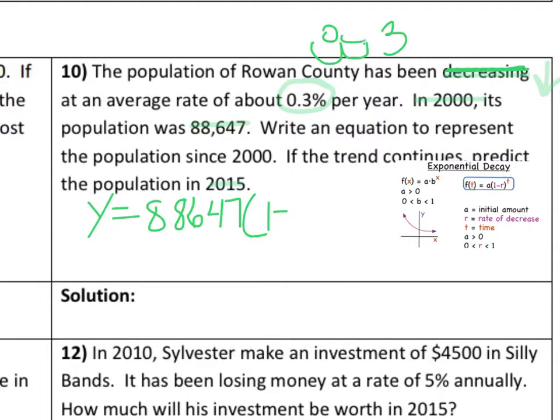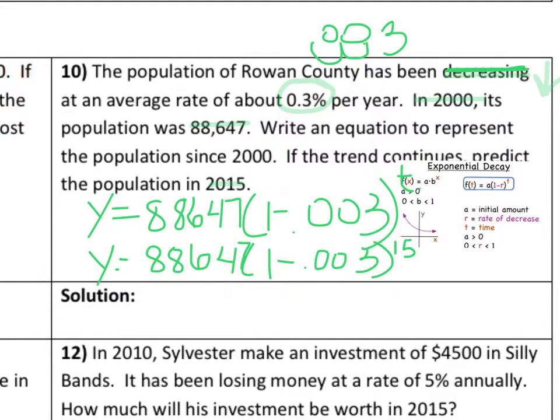Pen's not working very well right there. 0.003 is our rate, and raised to the t power. And now let's, if the trend continues, predict the population in 2015. So what we're going to do is replace this t with a 15. And we picked 15 because we started at year 2000, and it wants to know the population in 2015. So I subtracted the 2000, giving me a difference of 15 years.